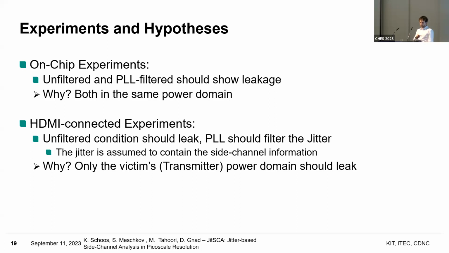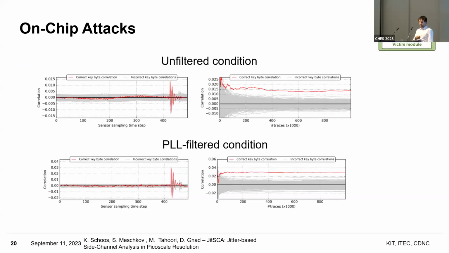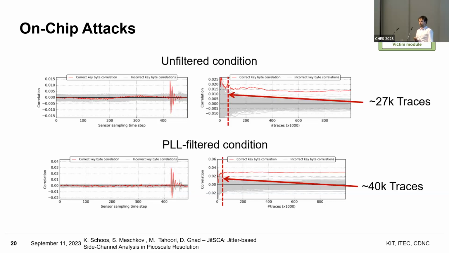So why? Because only the victim transmitter power domain should leak. Okay, so for the on-chip attack, that's actually what we can see. In the unfiltered condition, we can say that after about 27K traces, we can recover 1 byte of the AES key here.